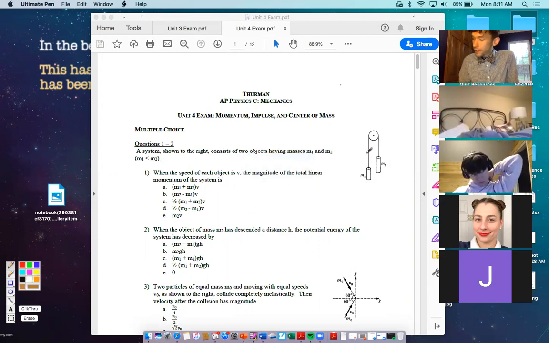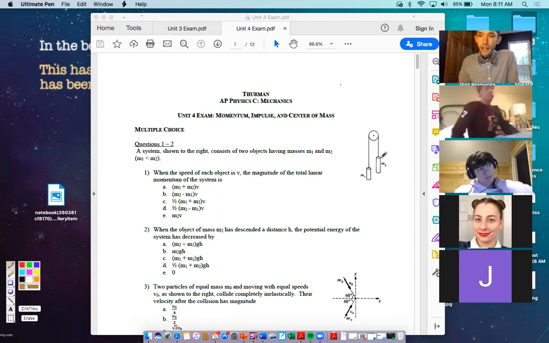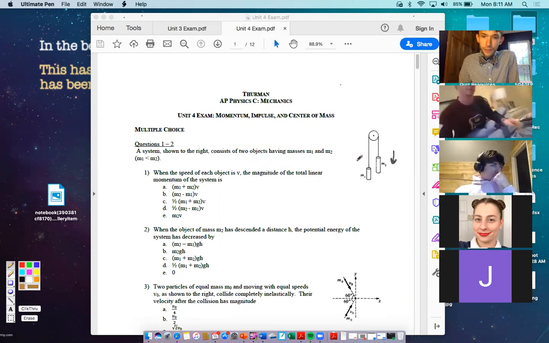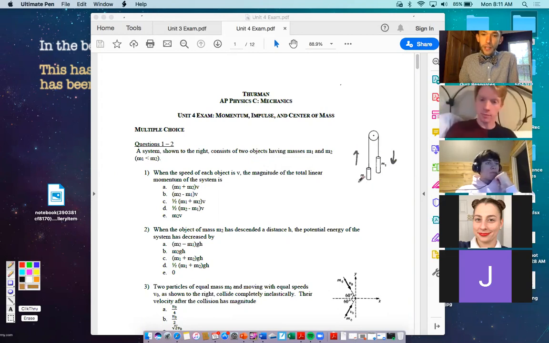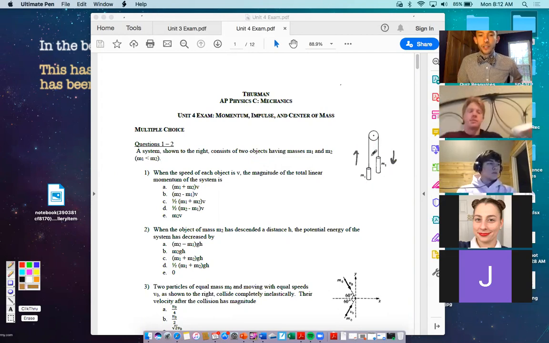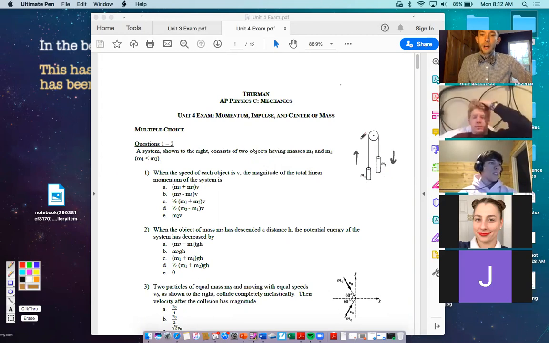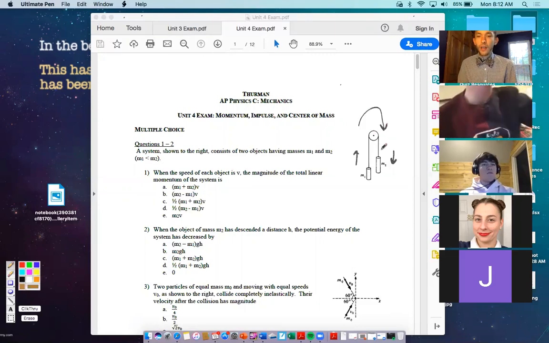Right here, the first thing that we want to note is that mass 2 is bigger than mass 1. So that means that mass 2 is going to be going down this way, mass 1 is going to be going up this way. If you remember this Atwood machine question, we always consider the direction of acceleration to be positive, so that we would say that they both have the same acceleration.